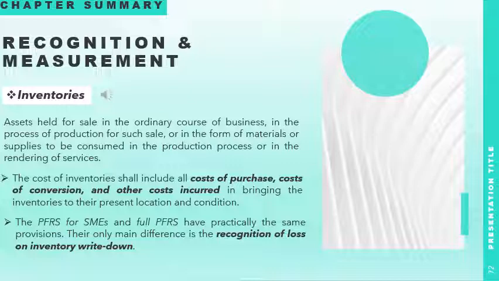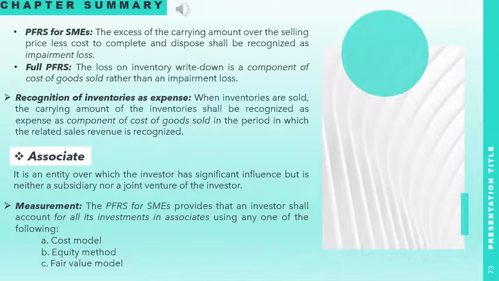The PFRS for SMEs and full PFRS have practically the same provisions. Their only main difference is the recognition of loss on inventory write-down. So, ito naman yung pagkakaiba ng provisions ng PFRS for SMEs and full PFRS regarding inventory. When it comes to PFRS for SMEs, it says that the excess of the carrying amount over the selling price less cost to complete and dispose shall be recognized as impairment loss. Meanwhile, under full PFRS, it says that the loss in inventory write-down is a component of cost of goods sold rather than an impairment loss.